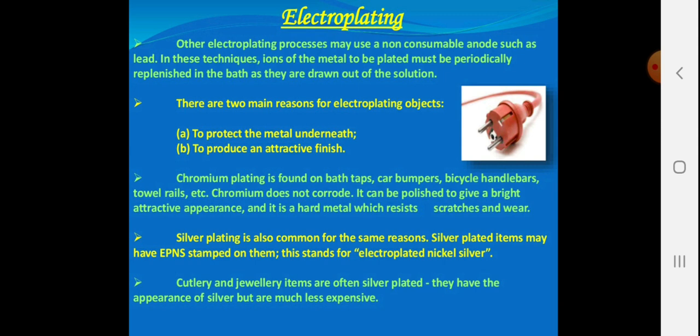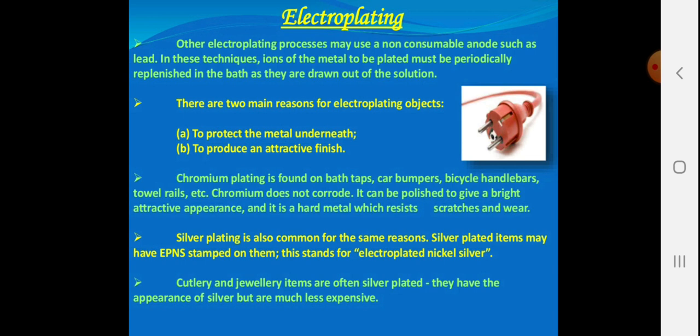There are two main reasons for electroplating. Number one, to protect the metal underneath. Number two, to provide an attractive finish. Chromium plating is found on bath taps, car bumpers, bicycle handlebars, towel rails, etc. Chromium does not corrode, that is, it will prevent rusting. It can be polished to give a bright, attractive appearance, and it is a hard metal which resists scratches as well as water. Silver plating is also common for the same reasons.